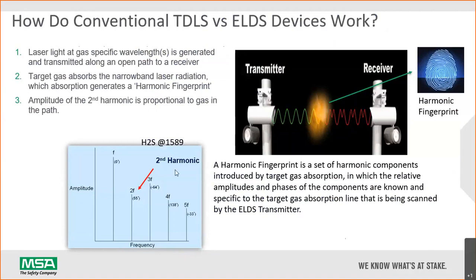So you see the typical H2S, which is at 1589 nanometer. You will find the typical harmonic components like this, which are fixed irrespective of whatever technology you use. The harmonic fingerprint of H2S will remain the same. Now the difference between TDLS and ELDS is that TDLS uses only the second harmonic of that fingerprint, whereas ELDS uses not only the second, but also the third, fourth, and fifth harmonics. The more harmonics you use, the more certainty of the component you get.